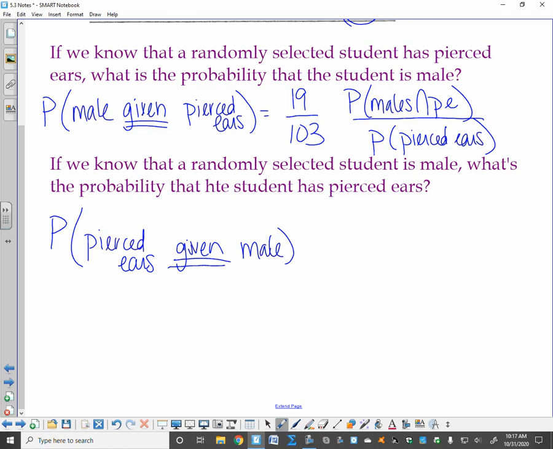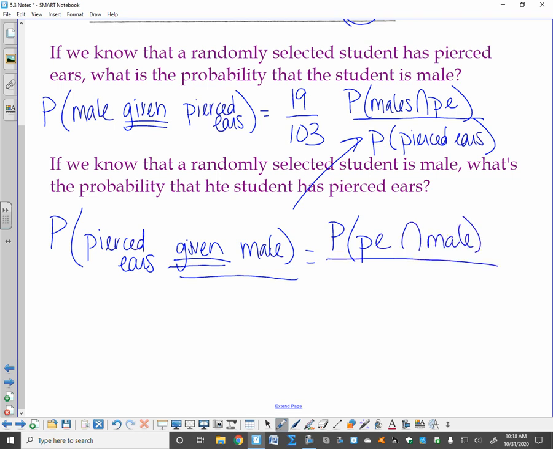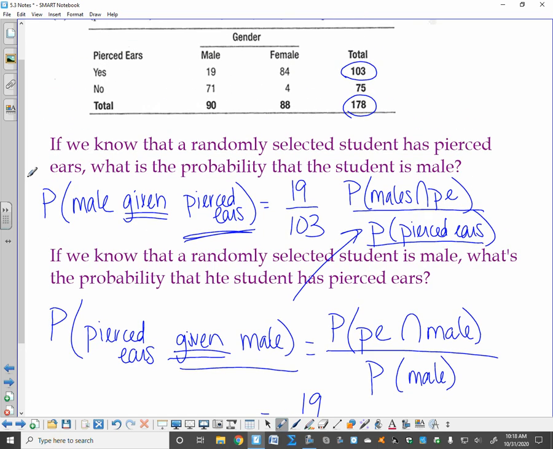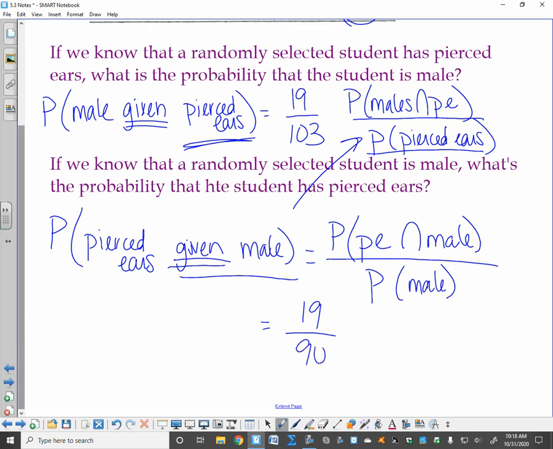Let's read this one more time. If we know that a randomly selected student is male, that's that part. What's the probability that that student has pierced ears? Okay, well, this is going to be the probability that I have pierced ears intersection male out of, now this one was pierced ears because that was my given, so this one's going to be the probability that you're male on the bottom. So pierced ears and males, that's still that good old 19 number, but now I need my bottom number to be all the males, and that's going to be a 90.